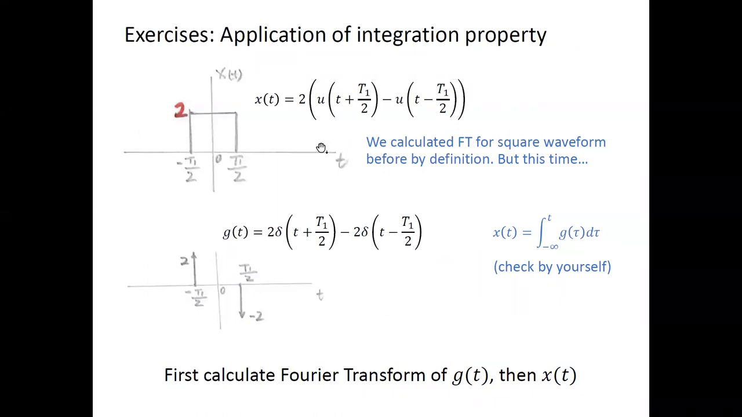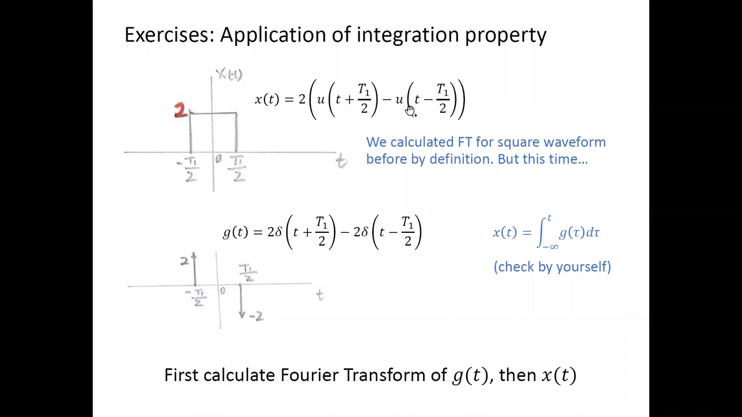Let's look at an additional application of the integration property. We have this signal x of t, a square waveform, for which we already calculated the Fourier transform. But this time we want to calculate this Fourier transform in a different way. Notice that this square waveform can be expressed as the difference between two step signals. The first step signal jumps from zero to one at the point minus t1 divided by two, so it's u of t plus t1 divided by two.